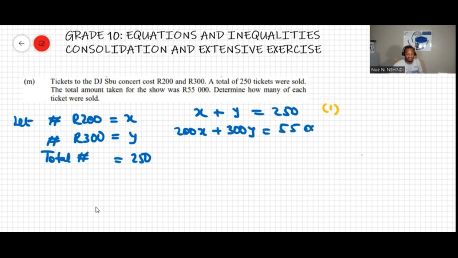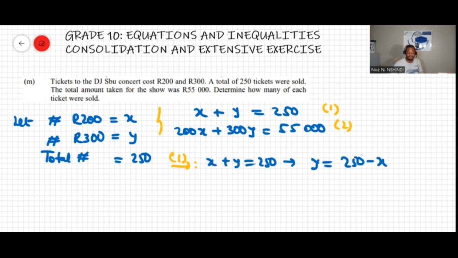55,000 Rand. Okay, so we can call this equation 2. Now we have a system of 2 equations where we can solve them simultaneously. We can solve this by substitution. If, for instance, I consider equation 1, we have x plus y equal to 250, right? We can make y the subject of the formula. So you can say y equals 250 minus x. Then we can substitute this value in equation 2.